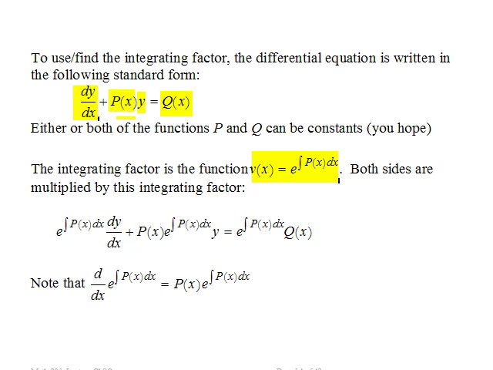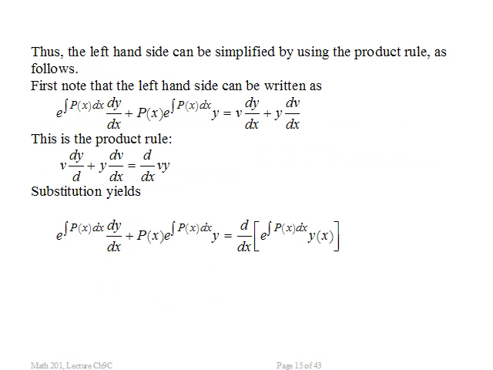Now, here's the trick. We're going to look at the left-hand side and simplify it. If I took the derivative with respect to x of e to the integral of p of x dx, I would get p of x times e to the integral of p of x dx. I'm going to get this term right here, and I'm going to use that to simplify the left-hand side.